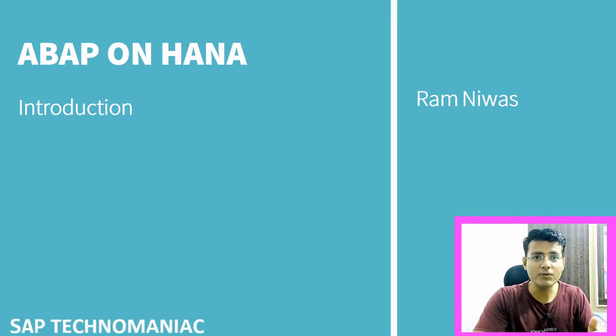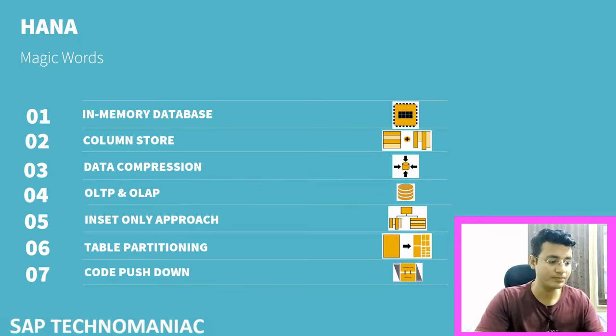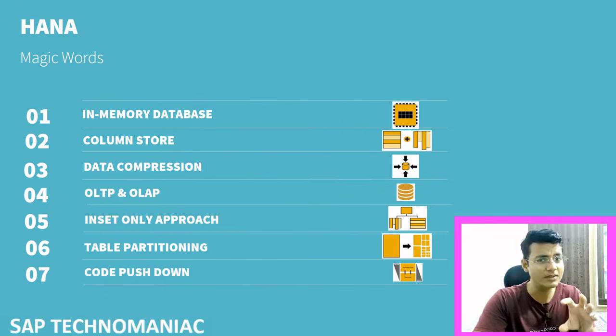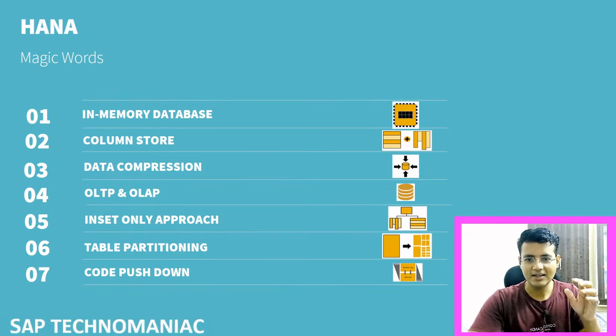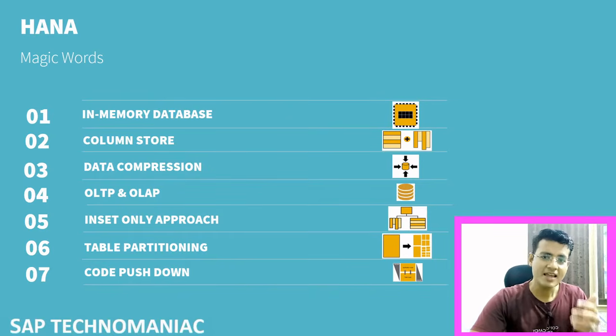We will talk about the hardware innovations first. You might already be aware of these magic words you have heard: in-memory database, columnar store, data compression, OLTP and OLAP, insert-only approach, and this kind of magic words about the HANA database. We'll see each and every one of these words, what they are, and why SAP is promoting S/4HANA based on these words. So let's see the first word: in-memory database.